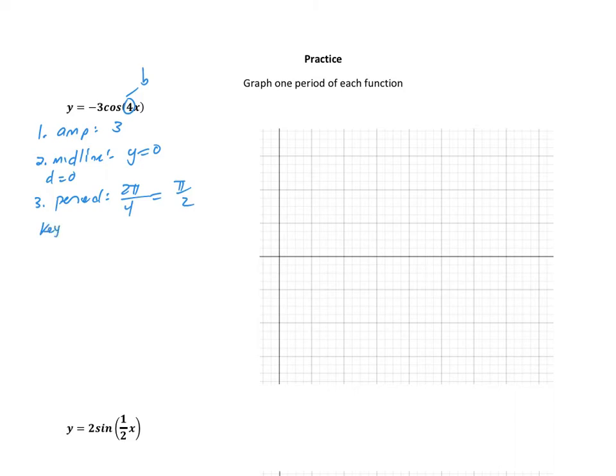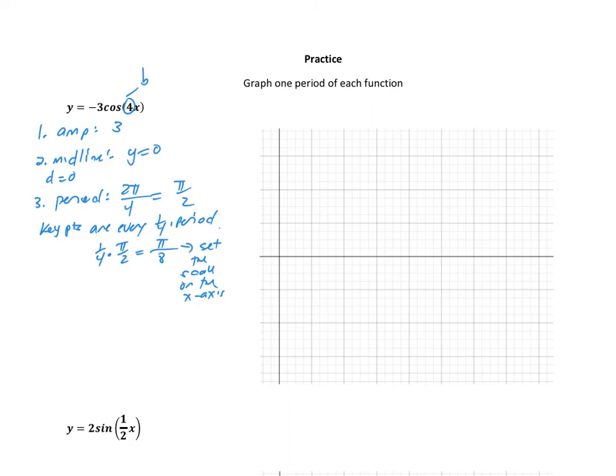And what we really want to know is how often the key points are. Key points occur every 1/4 period. So these key points are going to be 1/4 times pi over 2. Multiplying the numerators, we get pi times 1, which is pi. Multiplying the denominators, we get 4 times 2, which is 8. So this is going to be used to set the scale on the x-axis.